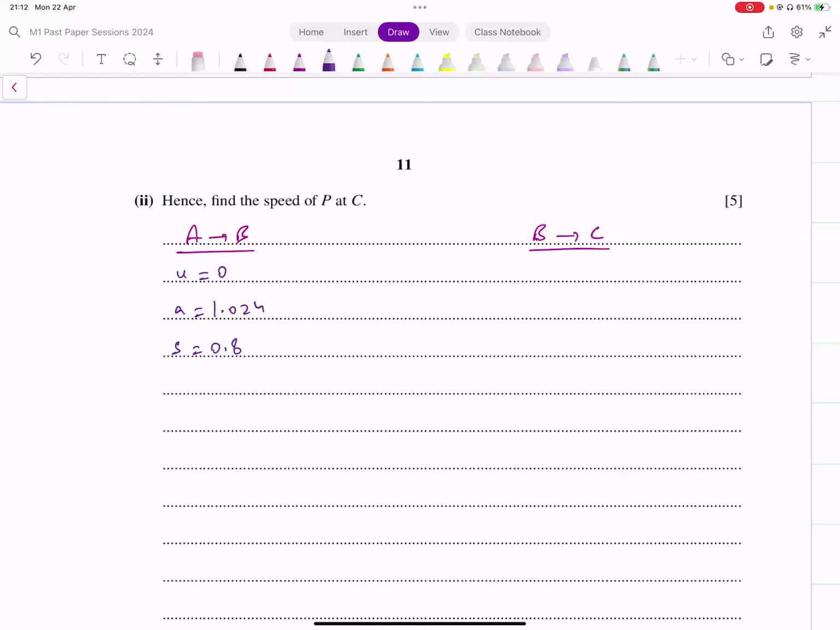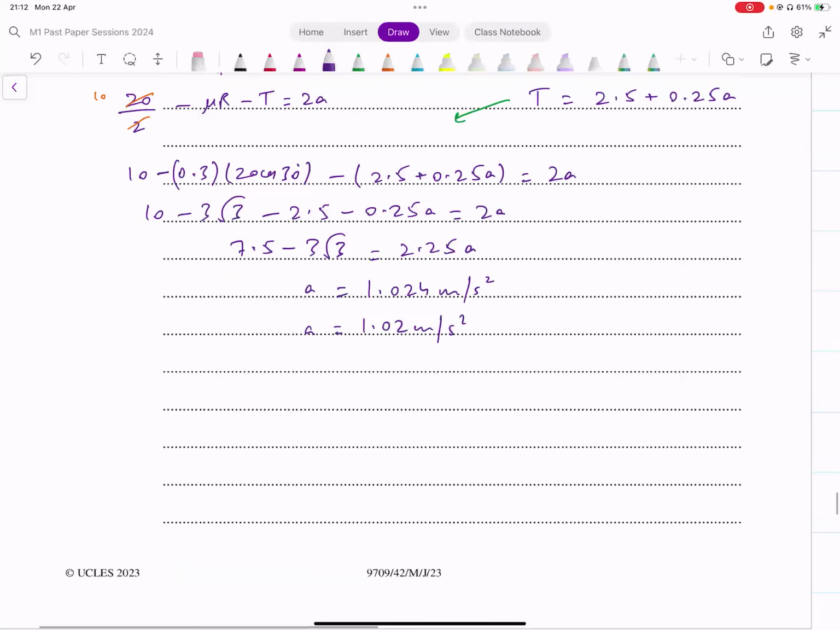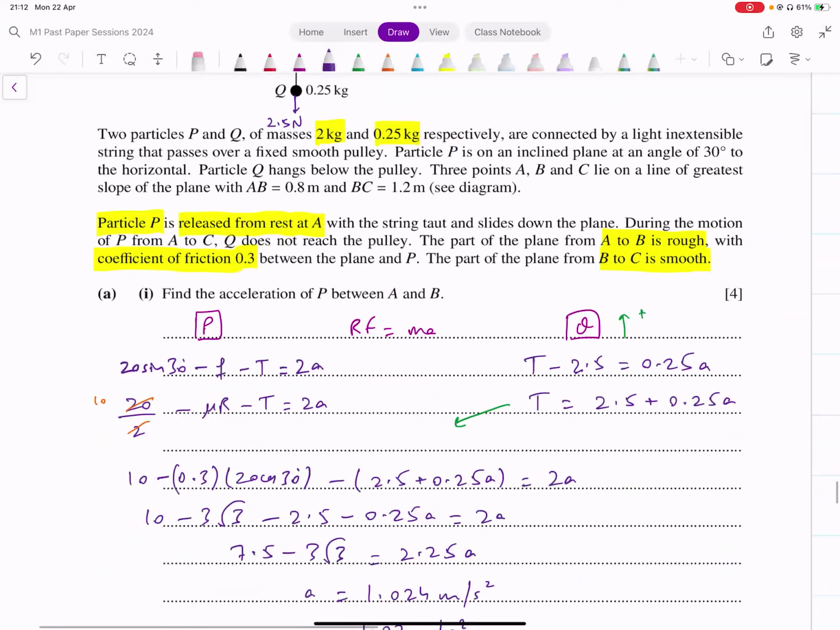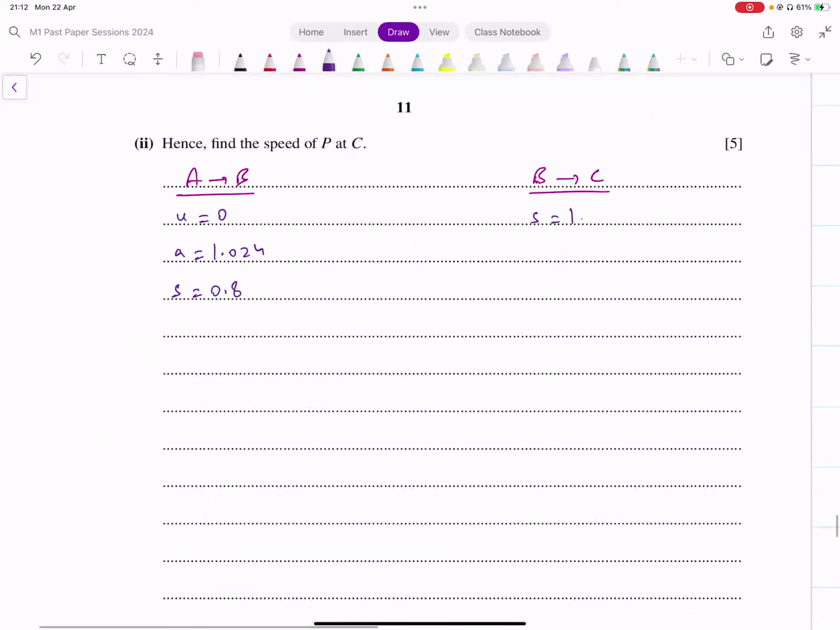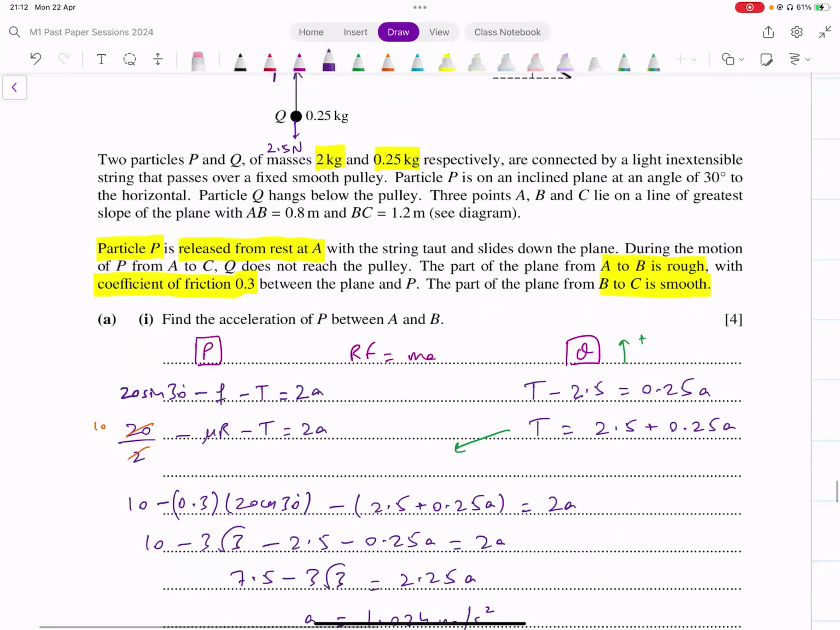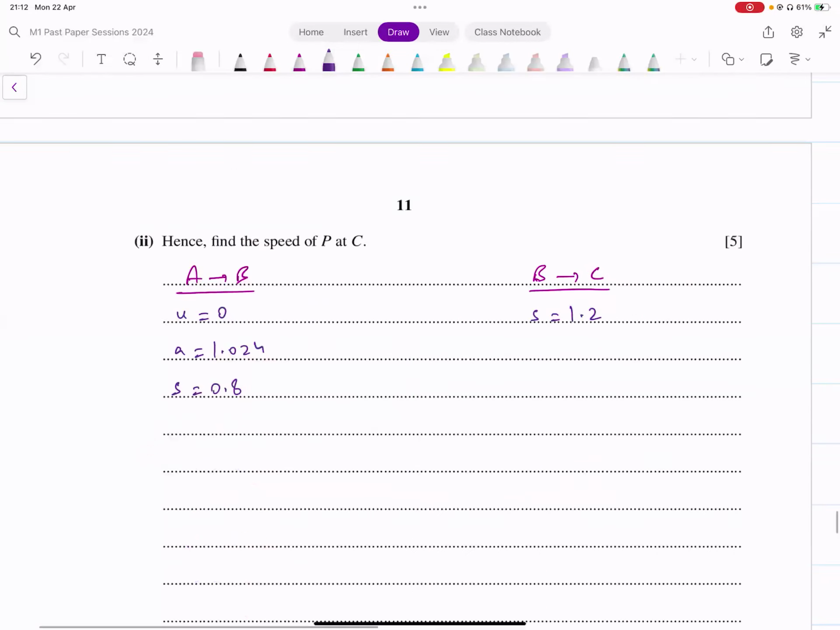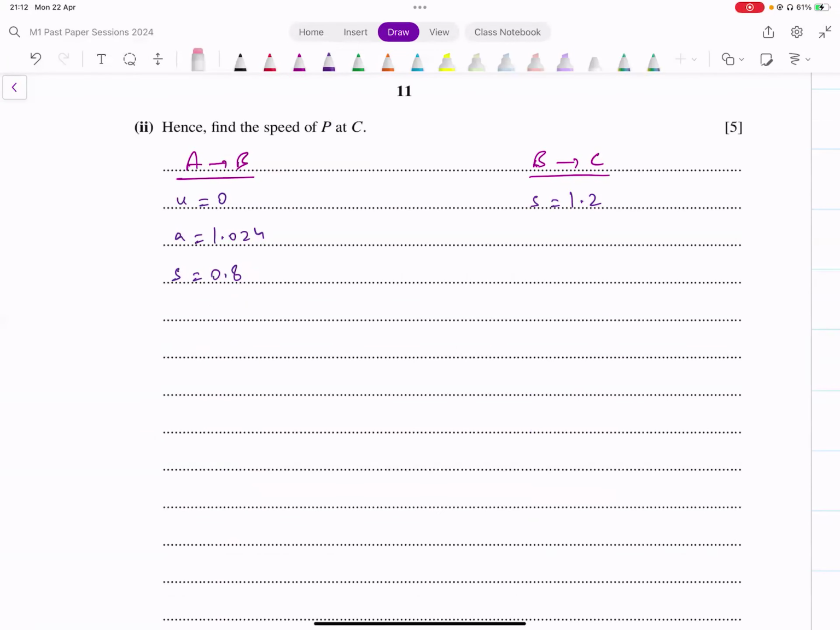Now, what do we know from B to C? B to C part. Do we have any information about B to C part? We know that the displacement is 1.2 meters. Yes. Do we have anything else given? No. So that's the information that we've got about B to C part. And what are we looking for from B to C? The velocity at C will be the final velocity. That is what we want to find out. So V is what we are looking for, right? Velocity at the point C, that will be V. That's what we want to find out.